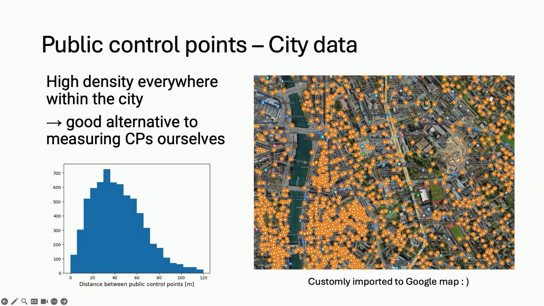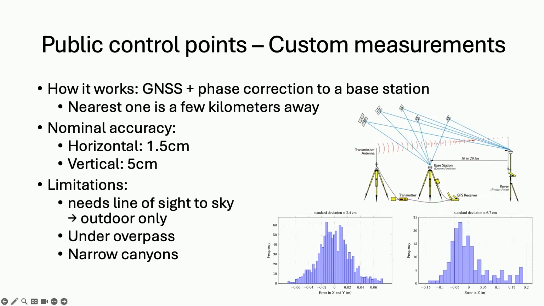The control points provided by the city are actually of quite high density. Every 100 meters, we can find a control point. And this is a very good alternative to going and measuring control points ourselves. And in practice, we also import all the city-provided control points into Google Maps, such that before the recording, we go and find all these control points to be able to plan the trajectory capture and also georeference the control points with the trajectory.